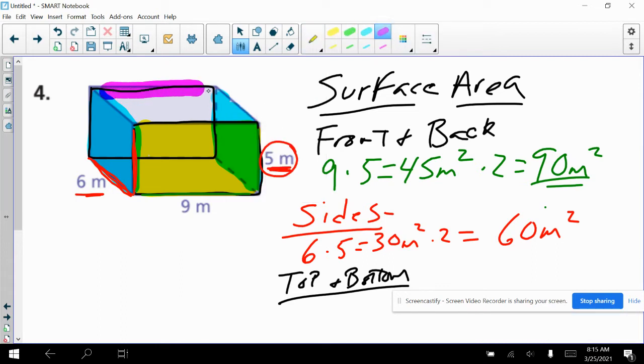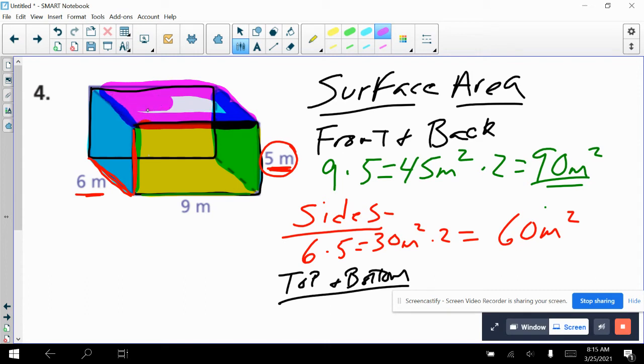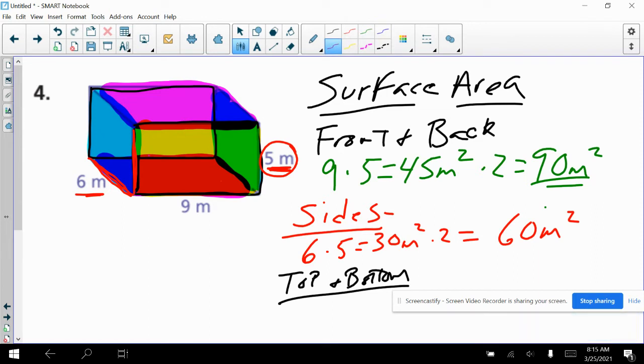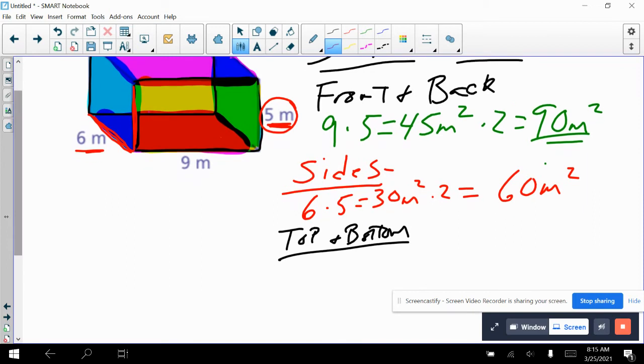The top and the bottom would be overlapped here because the bottom, well, that's blending in colors now. So we got the top and the bottom. That looks crazy. Okay, what's our measurements for the top and the bottom? Length and width. What do you think, Jen? 6 times 9. 6 times 9 gives us what? 54 meters squared times 2, because the top is the same thing as the bottom. That's going to give us 108 meters squared.